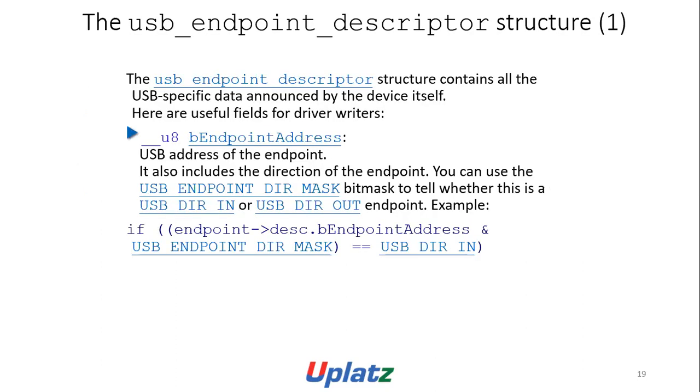USB endpoint descriptor structure: it contains all the USB specific data announced by the device itself. Here are useful fields for driver writers. bEndpointAddress is the USB address of the endpoint. It also includes the direction of the endpoint. You can use USB_ENDPOINT_DIR_MASK with a mask to tell whether there is a USB_DIR_IN or USB_DIR_OUT endpoint. Example: if (endpoint_descriptor.bEndpointAddress & USB_ENDPOINT_DIR_MASK) == USB_DIR_IN.